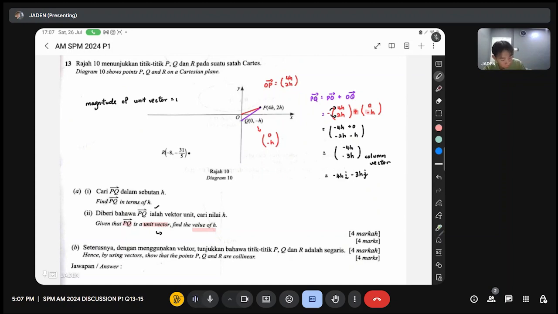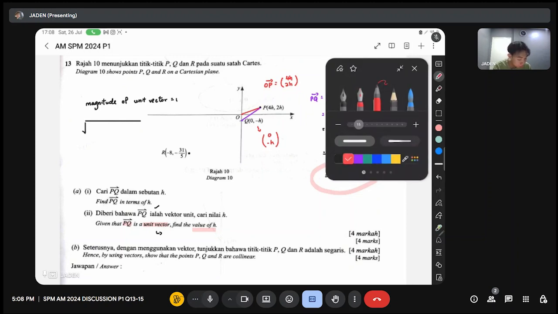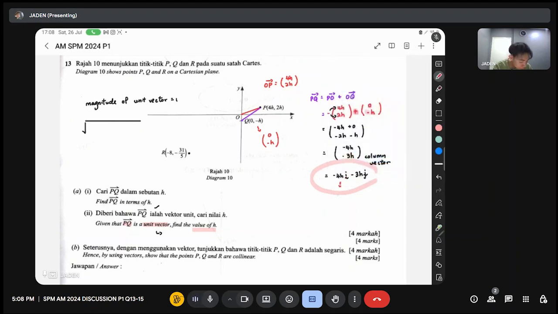By all means, we will perform the unit vector, or so-called magnitude, calculation for h. So magnitude is done by square root of x squared plus y squared. Where is your x squared and y squared? Everything in front of your i is x, everything in front of your j is y. So x squared plus y squared equal to 1. So you want to write this down: negative 4h squared plus negative 3h squared equal to 1.